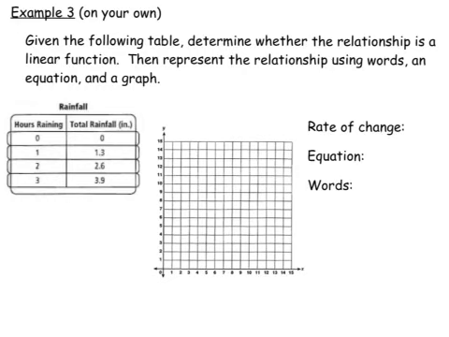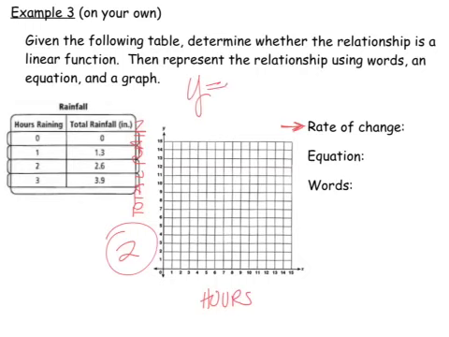Now go ahead and try example 3 on your own. Remember, start with rate of change, find your rate of change, then graph. Once it's graphed, write your equation in words. Don't forget to label. We're going to have hours on the bottom of our graph and total rain on the y-axis. Go ahead, solve, see if it's linear, and if it is, write your equation, words, and rate of change. And don't forget, the equation is y equals mx plus b.